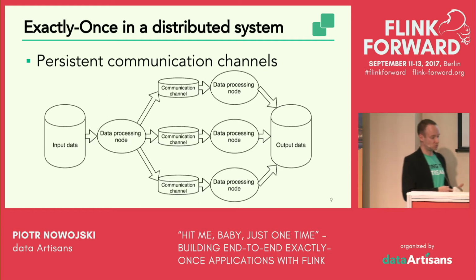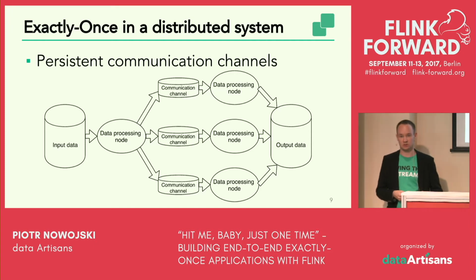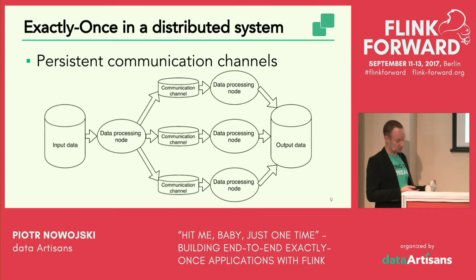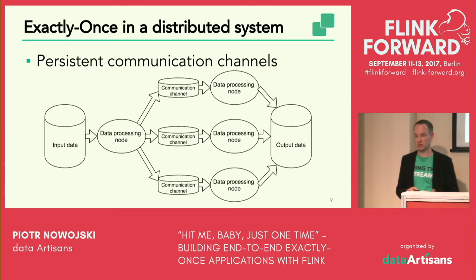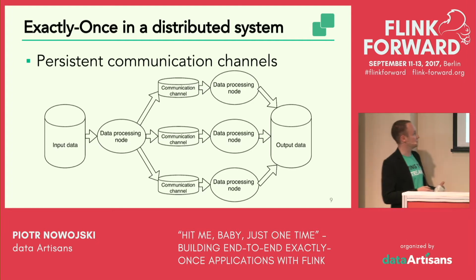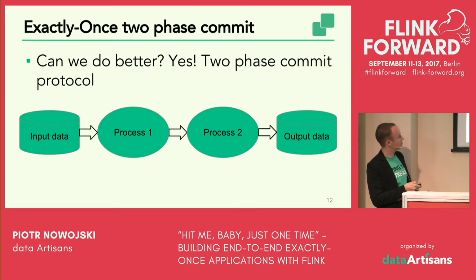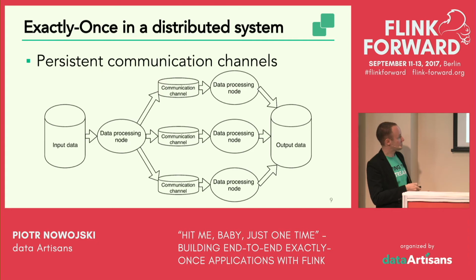Now, what if we move into a distributed system? Now it's getting complicated, because we have different actors that operate independently of each other, and we need somehow to synchronize them. I think the simplest solution, not the best one, but a very common one, is to have persistent communication channels. Like we see on the diagram, we have 4 data processing nodes, and they communicate using some persistent communication channels.